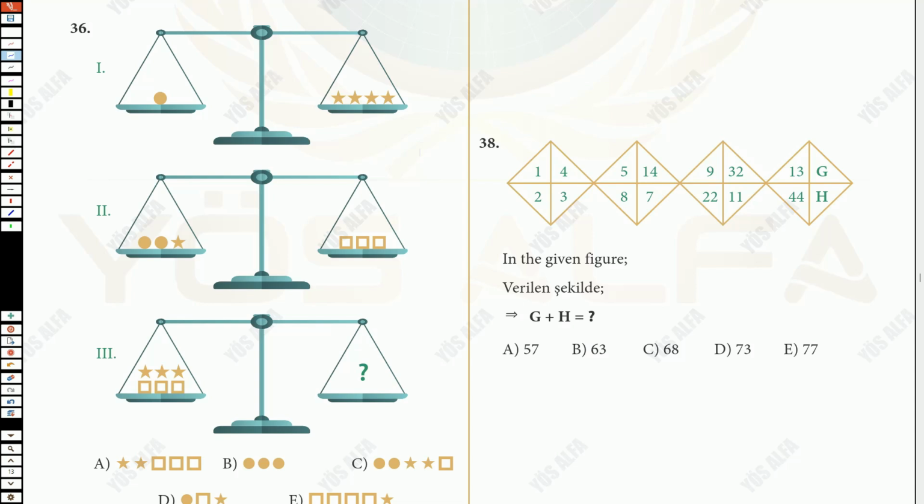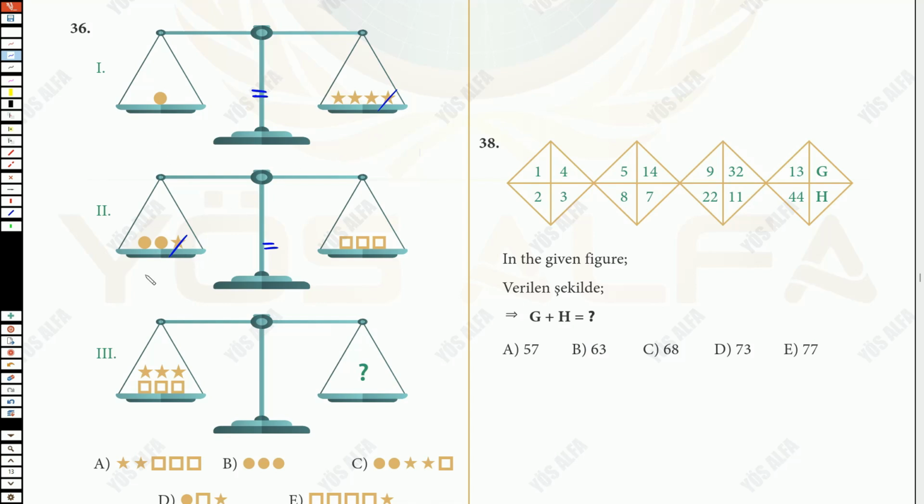Number 36. This is a balanced problem. So these balanced problems are just like the equations. Whatever you do in the equations, you can do in these balanced problems too. So I assume that this is equal to that, and this is equal to that, and I'll sum the left-hand side of the two equations and the right-hand side of the two equations, and I'll cancel them out. So we have 1 star on the left-hand side, we have 1 star on the right-hand side. They cancel out each other.